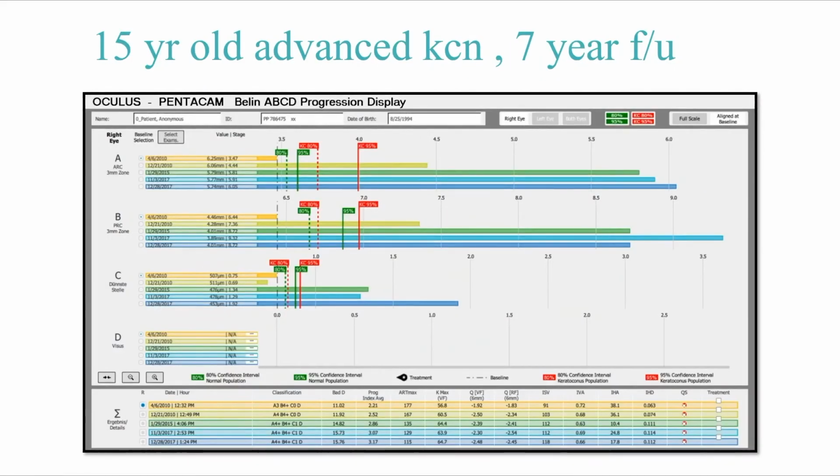So let's look at a couple quick examples. This is a 15-year-old with advanced keratoconus, 7 years follow-up. You can go back and historically look at patients, and here you can see over time continued progressive disease. And if you look way down here at Kmax, you'll see that Kmax continues to increase also.